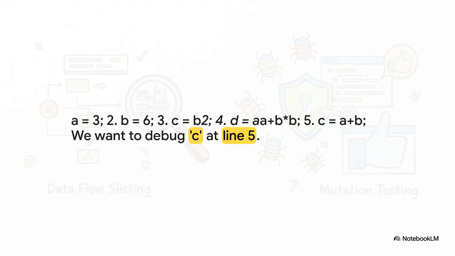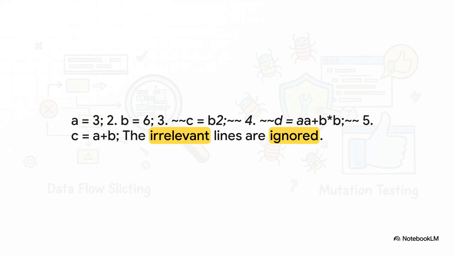Let's make this real with a super simple example. We've got a few variables here. Okay, so let's say a bug report comes in, and we think the value of C is wrong. Specifically, we only care about what's happening to C right there on line 5. And here we go. This is a perfect illustration of a slice. You see, to figure out the value of C on line 5, what do we actually need?